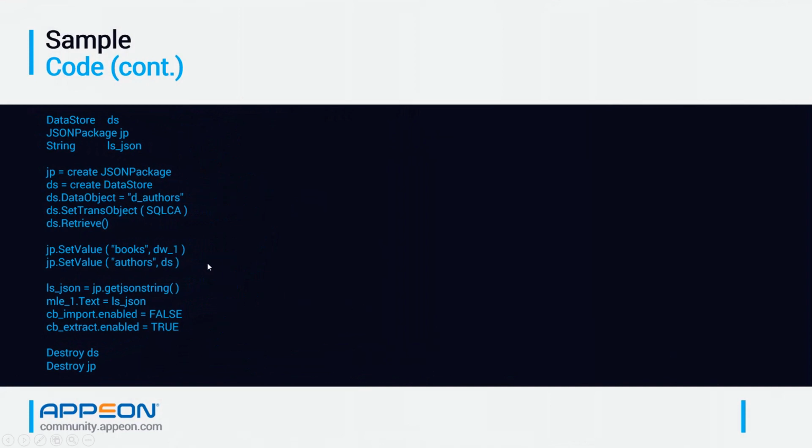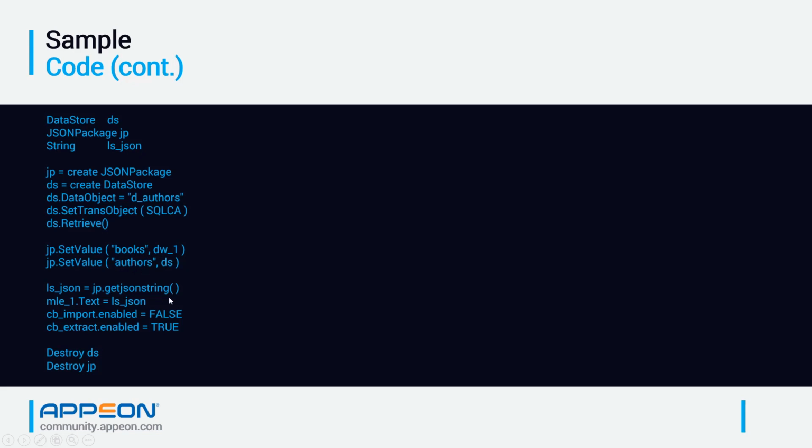This is an example of doing the merge. So this is our JSON packager. And then I'm creating a data store. I'm retrieving the authors into the data store. I'm using the version of set value that retrieves the JSON directly from either the data window or the data store, and those are just my titles of my data sets, books and authors.